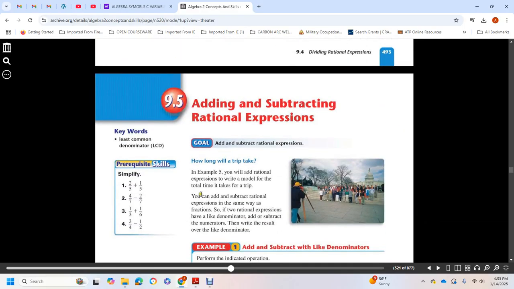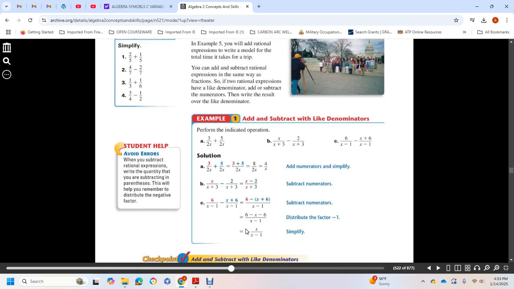9.5, adding and subtracting rational expressions. You can add and subtract rational expressions the same way as fractions. For two rational expressions with a like denominator, add or subtract the numerators, then write the result over the common denominator. In example A, we have 3 over 2x plus 5 over 2x. That simplifies to 8 over 2x, or 4 over x.